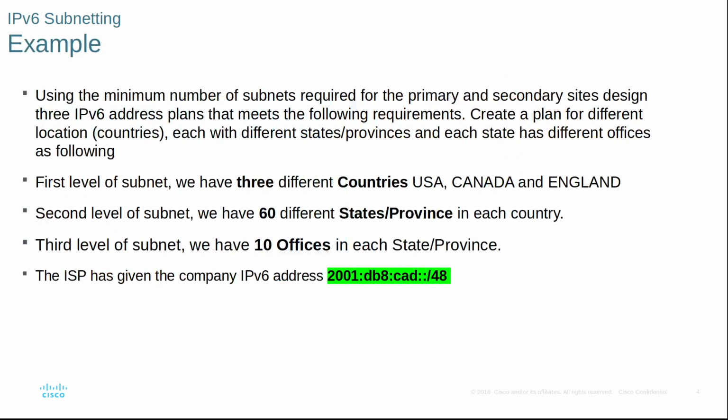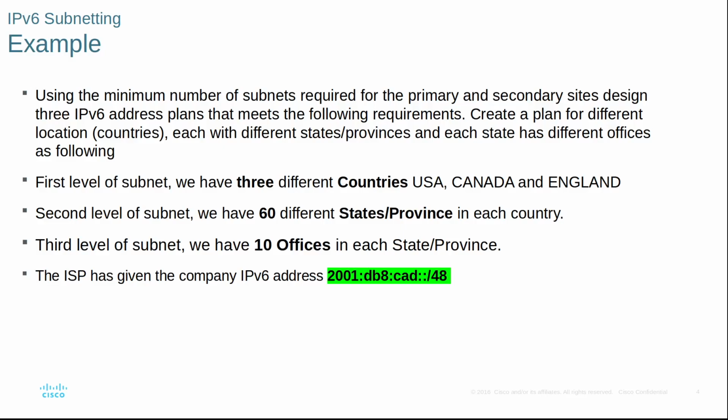So here's an example. We're going to walk through this in the slides, which explain it kind of okay, and I'm going to show you how to do something like this with a subnetting calculator. So we've got 3 levels of subnetting here. This is one method of doing it. We've got a company with offices in 3 different countries: Canada, the US, and the United Kingdom, which they call England, apparently.